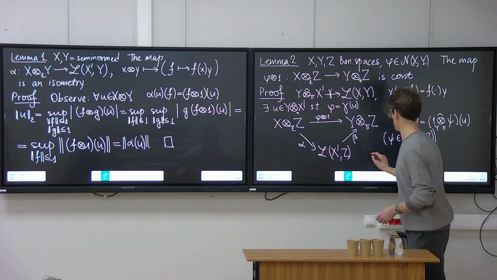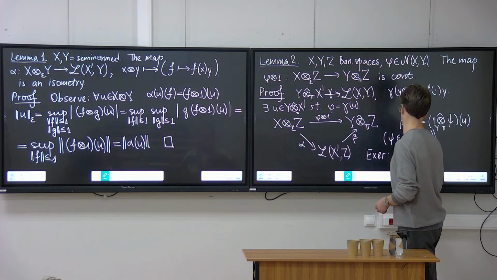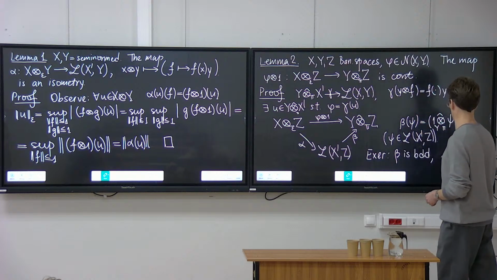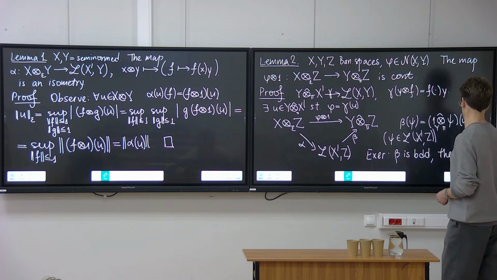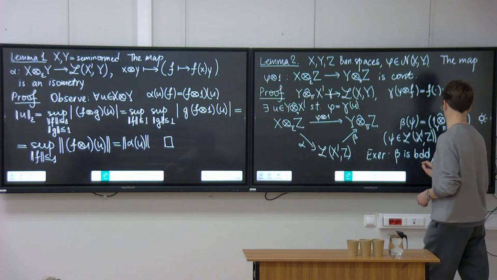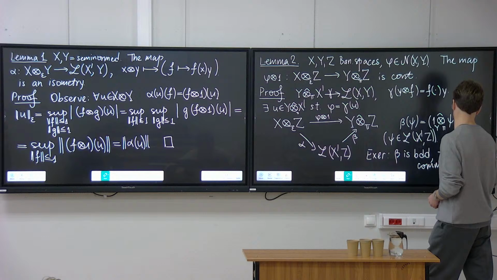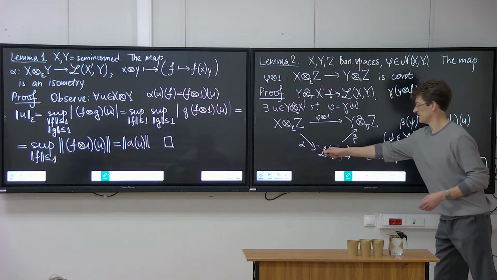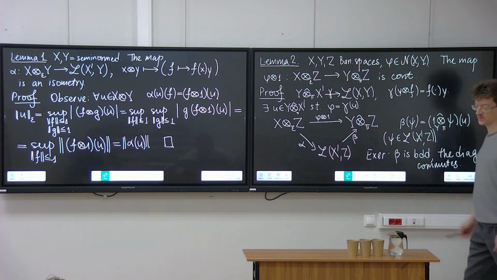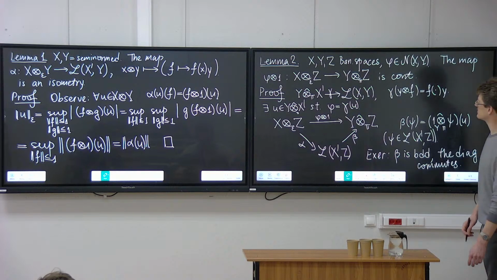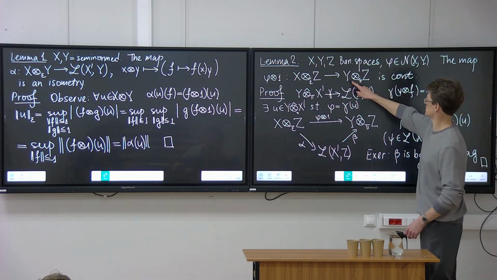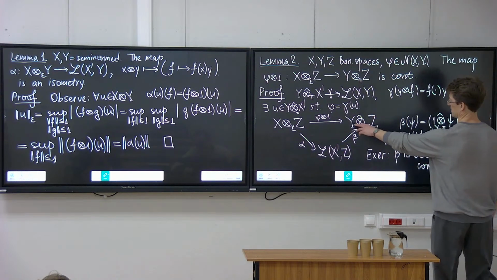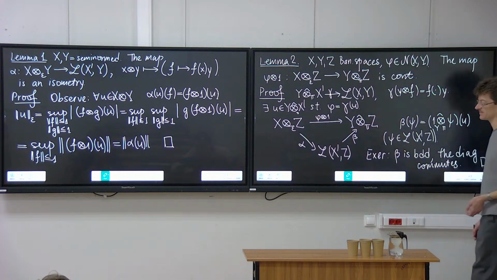Now it's a simple exercise to show that beta is bounded or equivalently continuous, and the diagram commutes. And this completes the proof of our lemma. Because alpha and beta are continuous, this one is also continuous. Well, this is not essential because this is just a dense subspace in here. So the norm is the same. The norm here is just a restriction of the norm here.